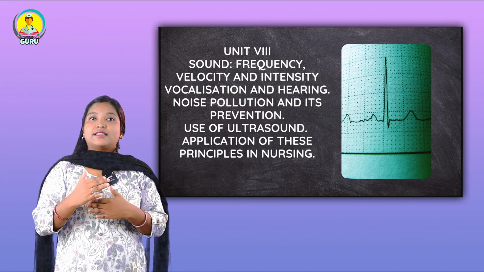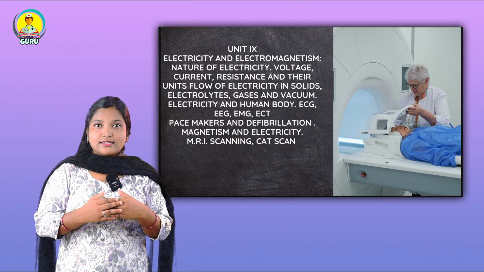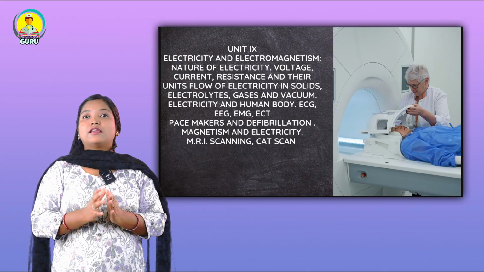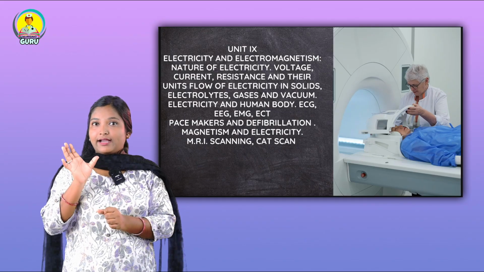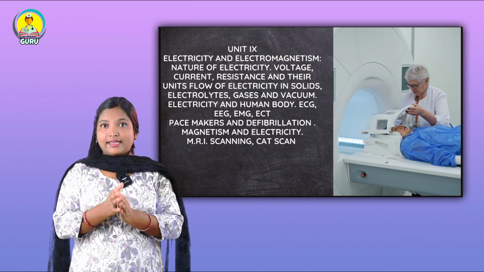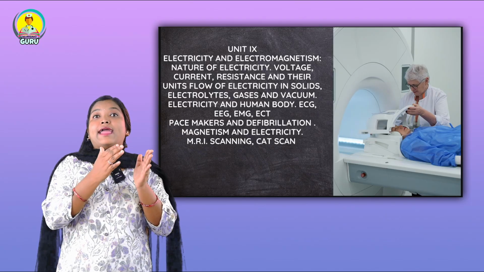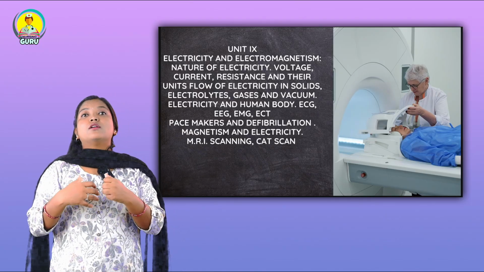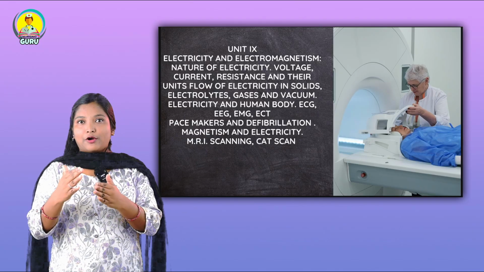The next unit is the 9th unit. In the 9th unit, we are going to study electricity and electromagnetism. This is a very important unit. Here we are going to study the nature of electricity, voltage, current, resistance and their units, flow of electricity in solids and electrolytes, gases and vacuum, and electricity and the human body, which means we are going to study the physics related to the human body, right?